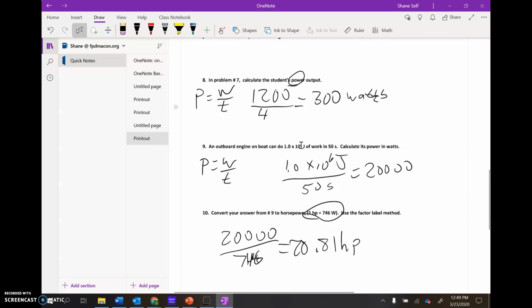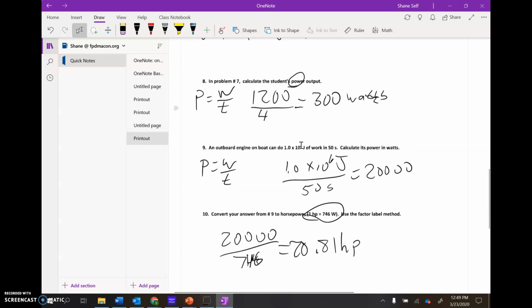I apologize for not knowing how to erase with my stylus. I feel like a 4-year-old, but it's all good.